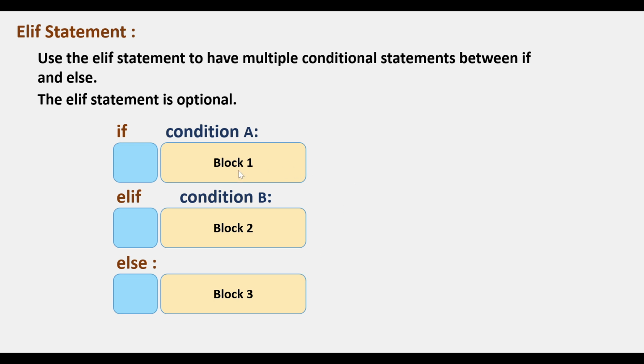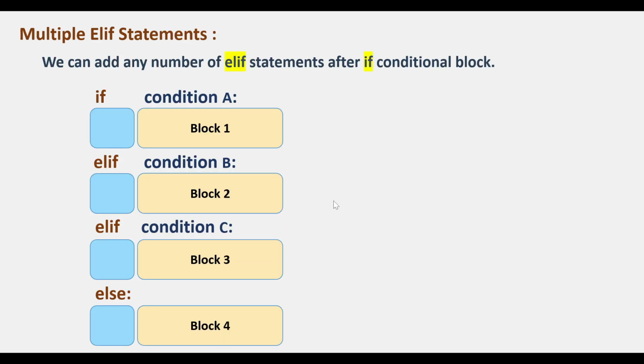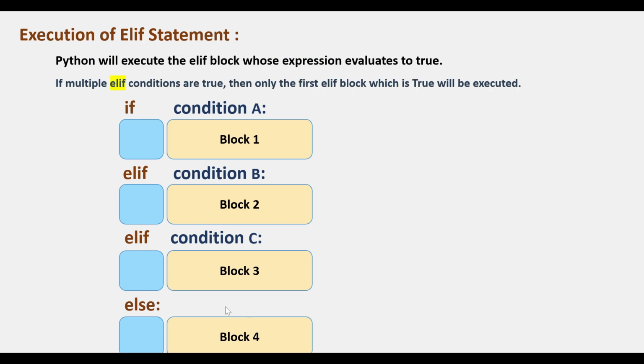If you want to give more conditions, here we apply one condition. If it is true, the code is executed directly. If it is not true, we check the next one. If these two conditions are false, the else condition will be executed directly. Multiple elif statements are written like this. We can add any number of elif statements after the if block: if condition A, block 1; condition B, block 2; condition C, block 3. Likewise, we execute.